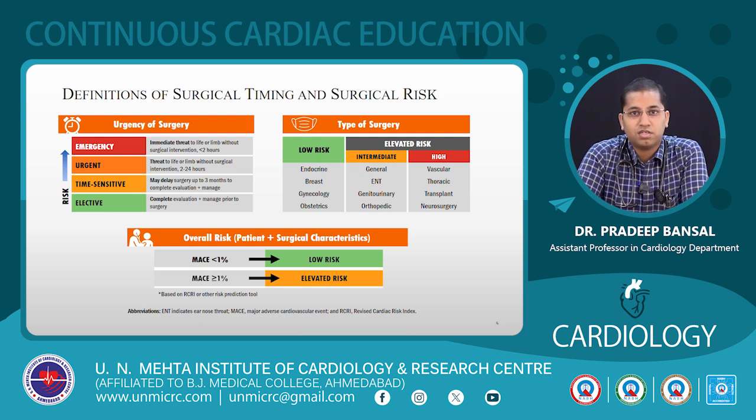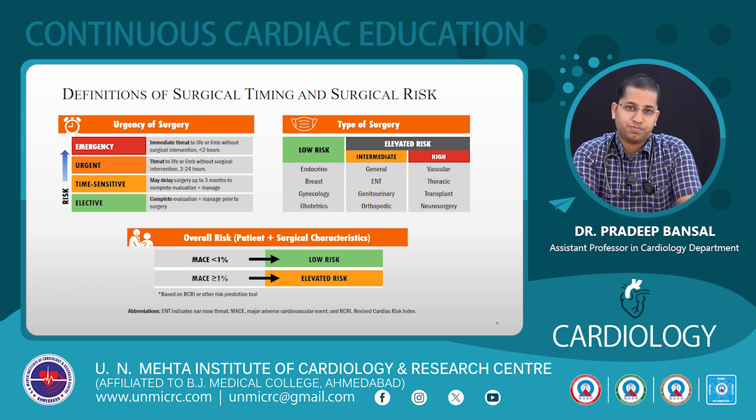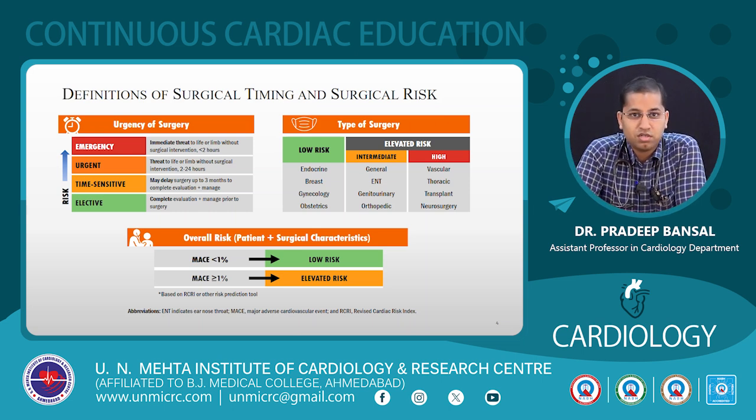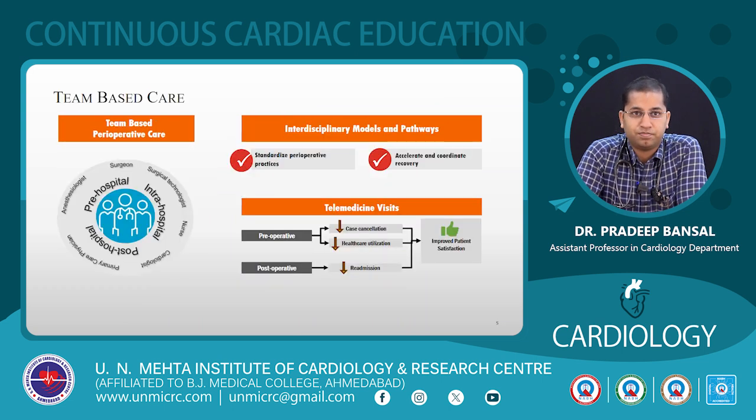As for the type of surgery, there is low risk or elevated risk. Low risk surgery includes breast surgery, gynec surgery, and obstetric surgery. Intermediate risk surgery includes ENT, genitourinary, orthopedic surgery, and general surgery. High risk surgery includes vascular surgery, thoracic surgery, transplantation surgery, and neurosurgery. Overall risk includes both patient risk and surgical risk. If the MACE is less than 1%, it is considered low risk surgery. If the MACE is more than 1%, it is considered elevated risk surgery.